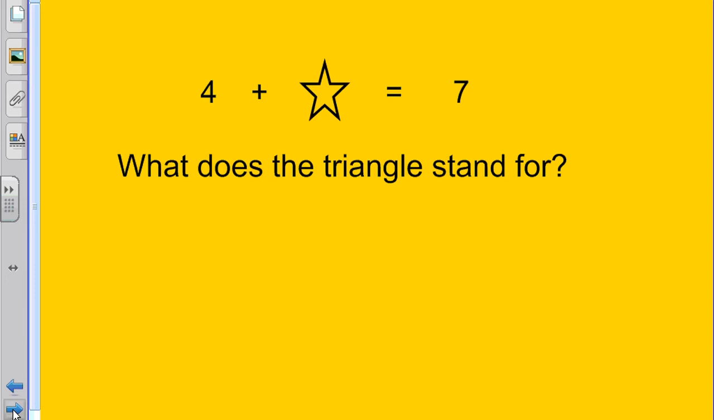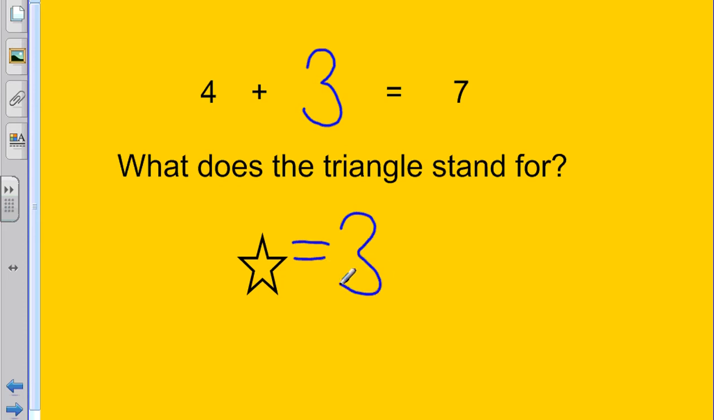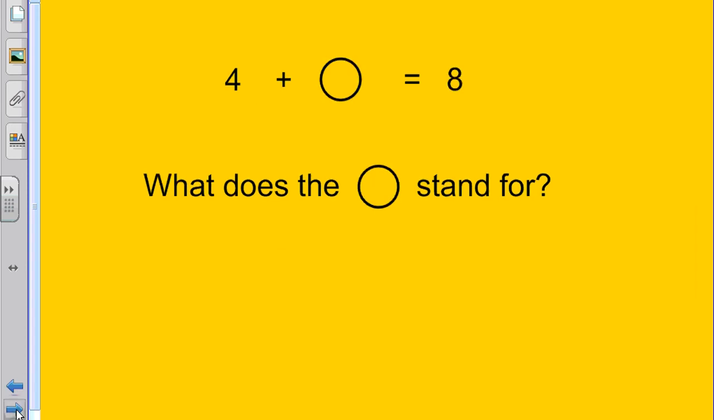Thomas says it stands for 3. Is he right? There you go. The star in this case is equal to 3. You are correct. So I took the star out of here. It is equal to 3, because 4 plus 3 does equal 7. See how it works? Alright, let's try another one.